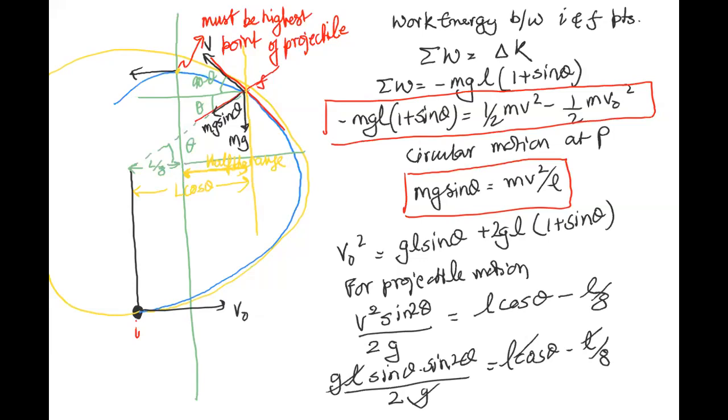So theta, without solving, trusting your words, theta is equal to 60 degrees. And if theta is equal to 60 degrees, now you can work out the value of v naught.